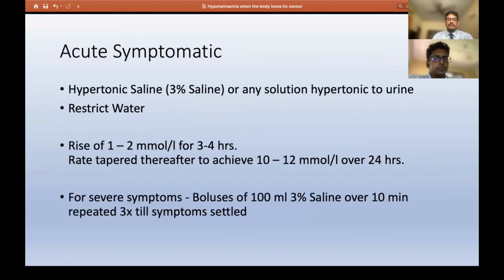Then you may give boluses, as described by the American endocrinology societies and even the internal physicians. They give boluses of 100 milliliters of 3% saline over 10 minutes. Mind you, when you are doing this, you need to ensure that you have a proper way of checking the sodium levels regularly. That has to be established in your system. Otherwise, you may cause harm.